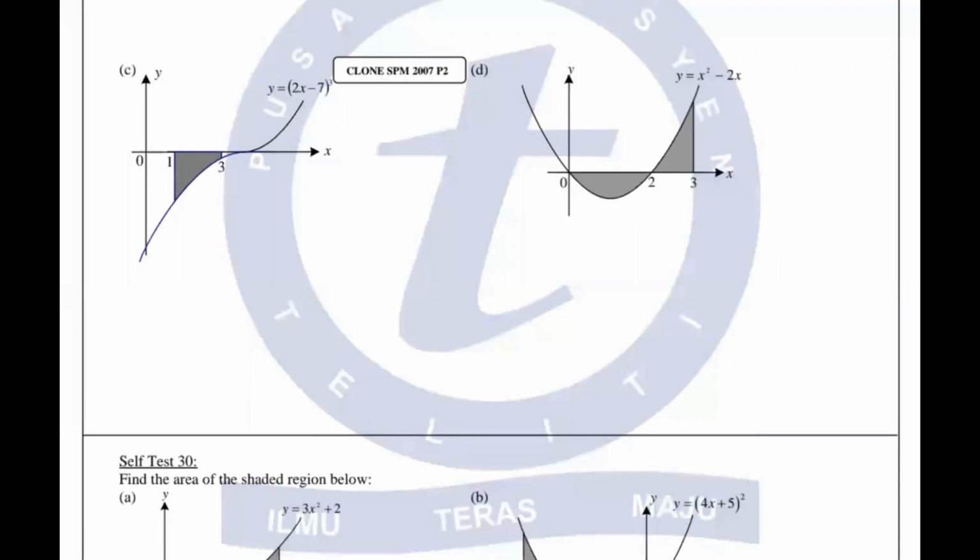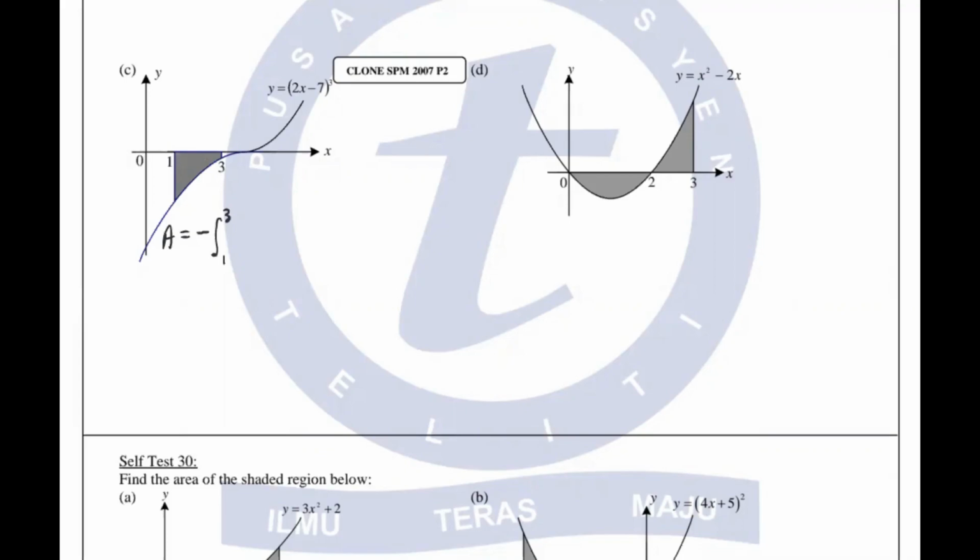Area for C. So for C, you notice in your graph the shaded region is below the x-axis. Below the x-axis, your area is negative. I mean your integration is negative. But area can never be negative, so we need to either take the modulus or put the negative in front. Now, I personally like to put the negative in front, because modulus means a lot more things to write, and every line you put modulus, very troublesome. Just put negative in front.